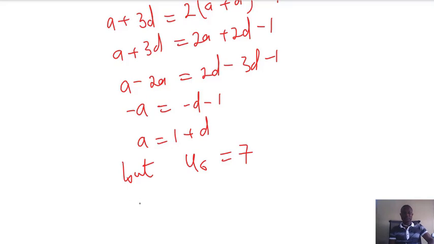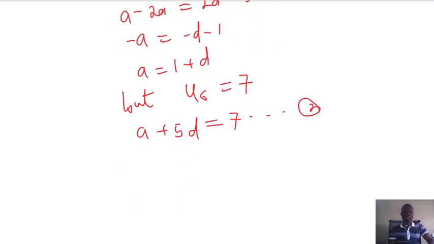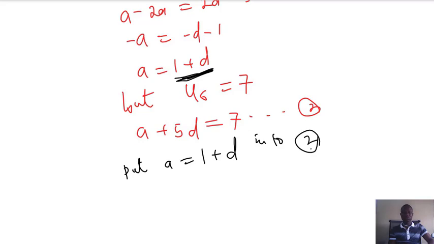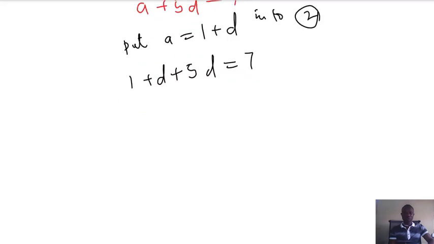U6 is equal to 7, and that one we have as A plus 5D equal to 7. Let's call this equation 2. Let's put the A value, which is 1 plus D, into equation 2. So we are going to have 1 plus D plus 5D equal to 7.